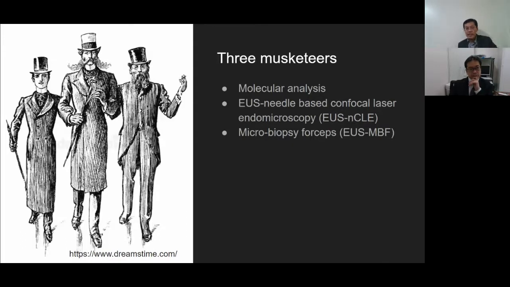The latter tools, NCLE and microbiopsy forceps, can provide us two images of the cyst: one from the viable image, confocal, and the second one the image from the dead tissue. Because of the equipment, we get a higher yield for that. So we will go into more detail on these three strategies.